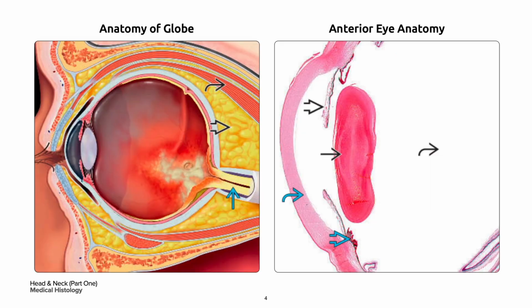So we will go into the different diagrams and the micrographs, starting with the anatomy of the globe. On your left is illustrating the globe in a sagittal section. Your globe is supported by the muscle in a curved black arrow and adipose tissue in a bold black arrow. This connects to the brain via your optic nerve in single blue arrow.